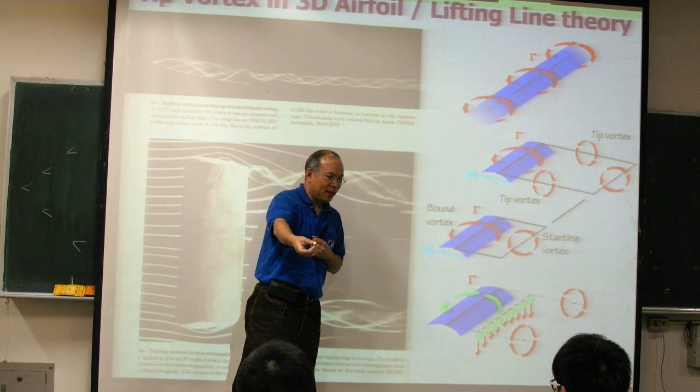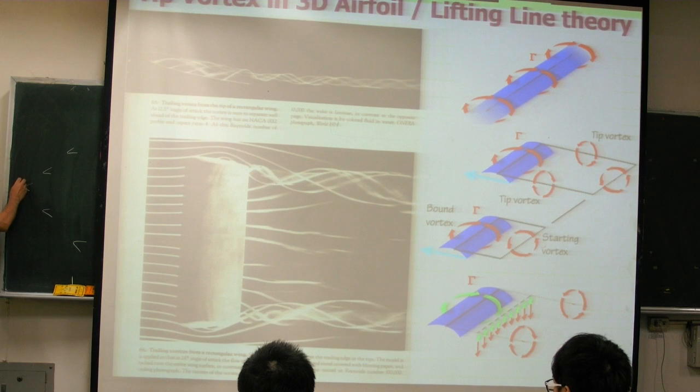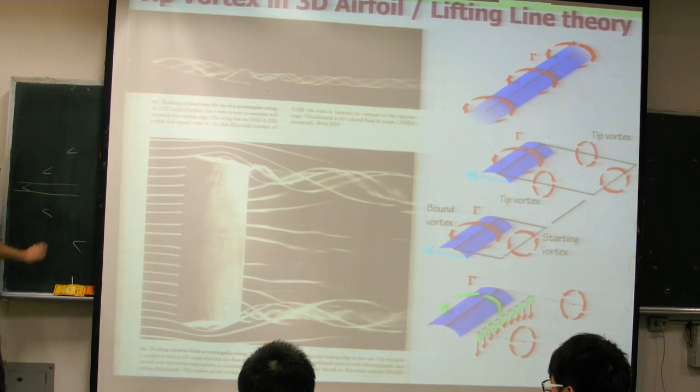As you can see here, based on this theory, each bird here has a tip vortex, right?